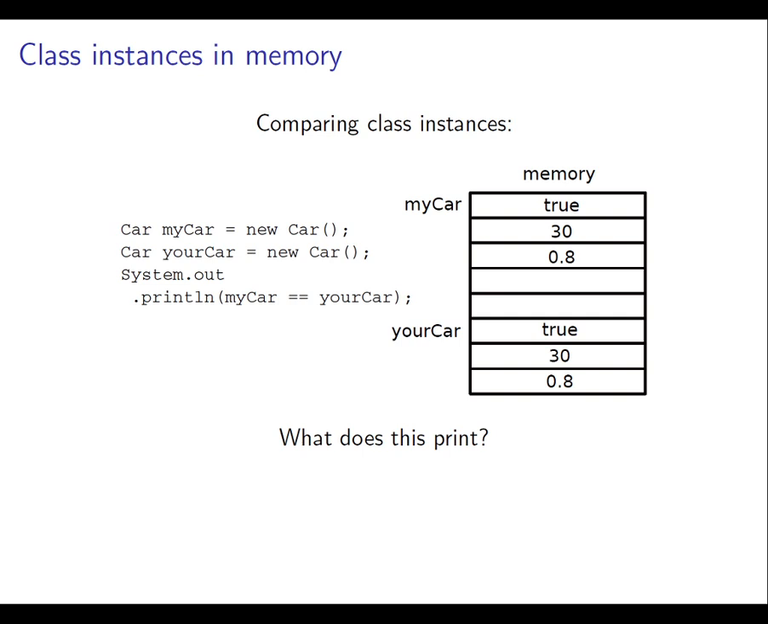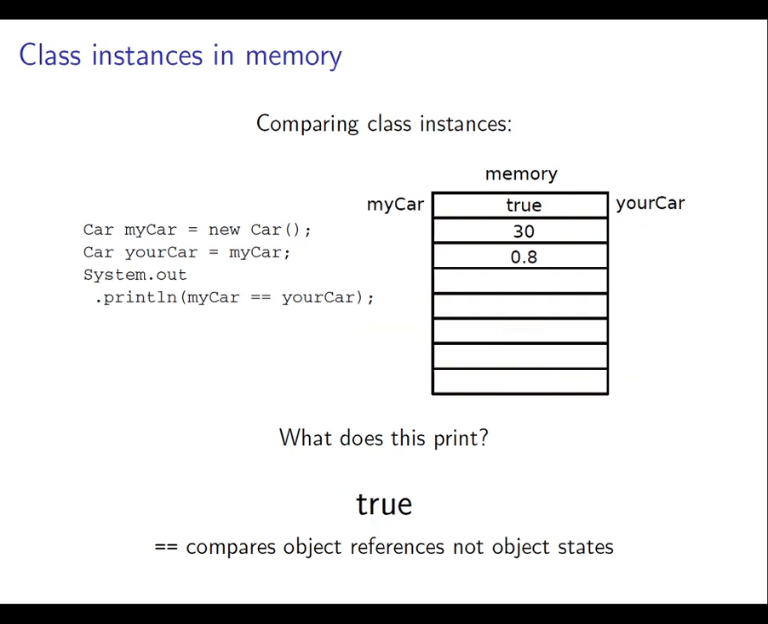So how's this going to work? Let's check a few cases. If we ask to print out the result of the Boolean expression myCar == yourCar, what does this print? It prints false, because the double equals comparison between two objects is checking whether two objects are the very same object or not. And the whole point here is that they're not the very same object. They may happen to have the same state, but they're different objects. They have the potential to be different. So double equals compares object references, doesn't compare object states.